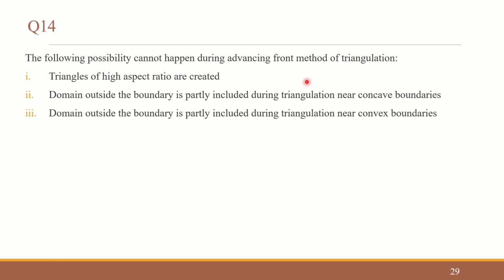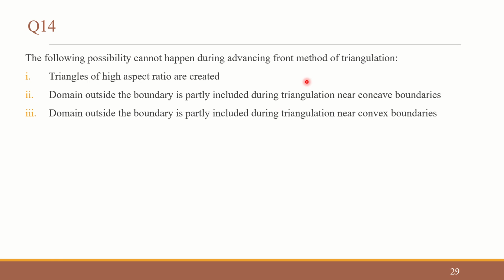So the first one: triangles of high aspect ratio are created. So this statement is true. It can happen when we are using the advancing front method of triangulation. Whereas the second statement, domain outside the boundary is partly included during triangulation near concave boundaries, is false, and it cannot happen. And similarly, the third one, domain outside the boundary is partly included during triangulation near the convex boundaries. So this is also false and it cannot happen as well.